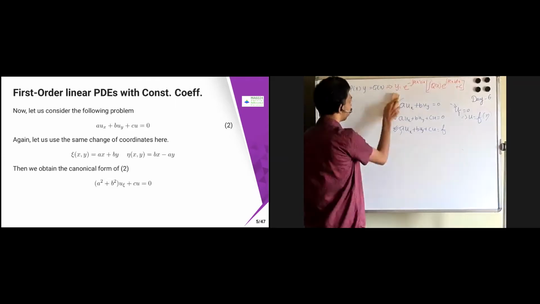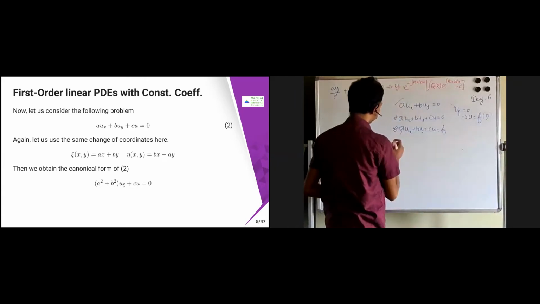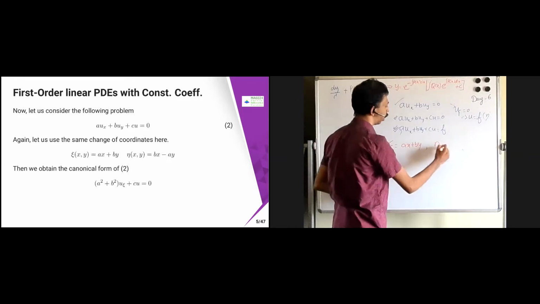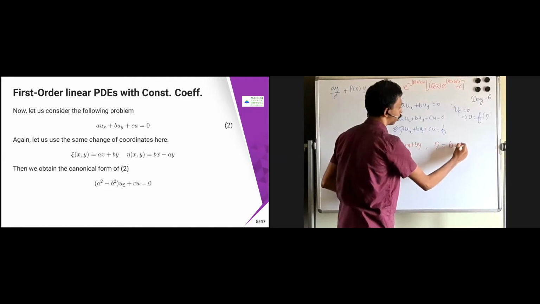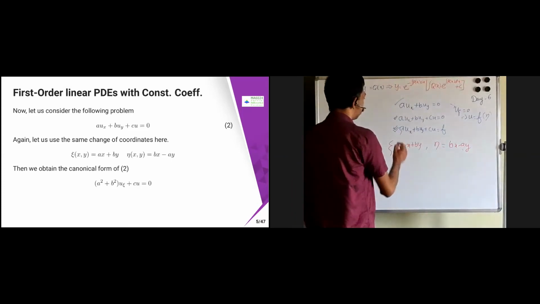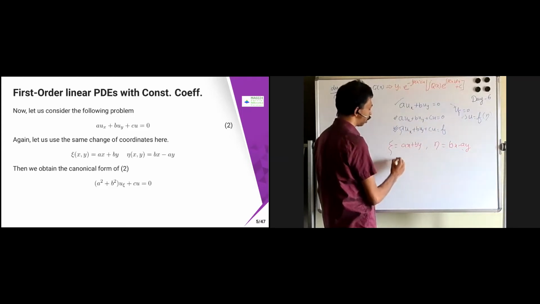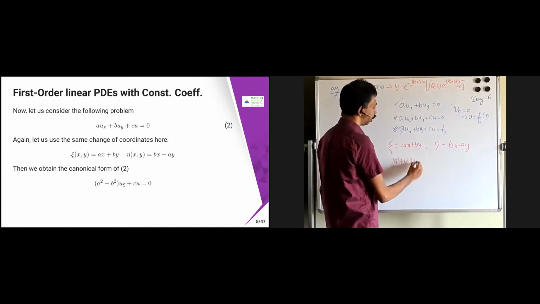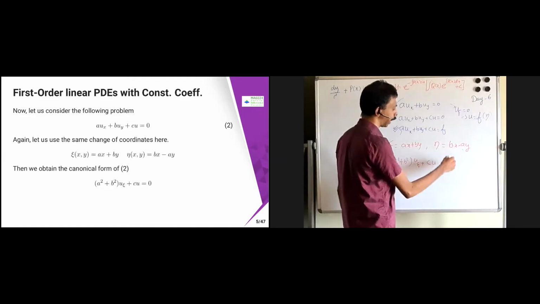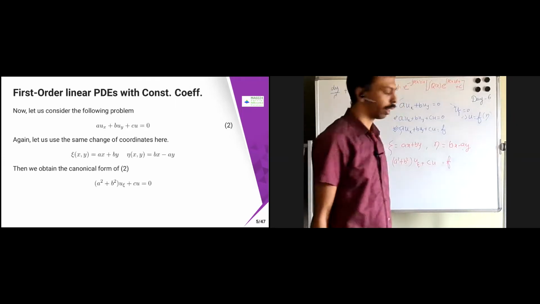What I'm going to use is chi equal to ax plus by, eta equal to bx minus ay. Then once again, what will it become? This one we have already derived. So that is nothing but a square plus b square will come. So a square plus b square into u_chi plus c u, where u is nothing but a function of chi comma eta, equal to f, which is also a function of chi comma eta.